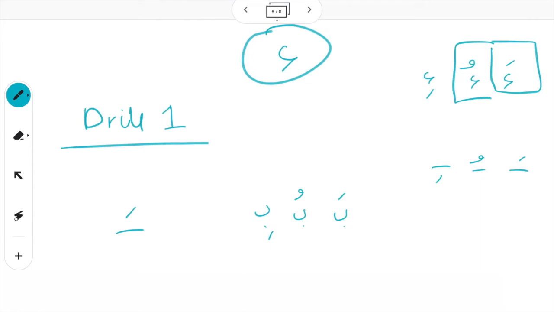So we're going to look at drill 1 and listen to some words and see if we can recognize the Hamza. Okay, so if we look at drill 1, and you can use Smart Sparrow to listen to them, but we're going to listen to them here. سأل Sa'ala.